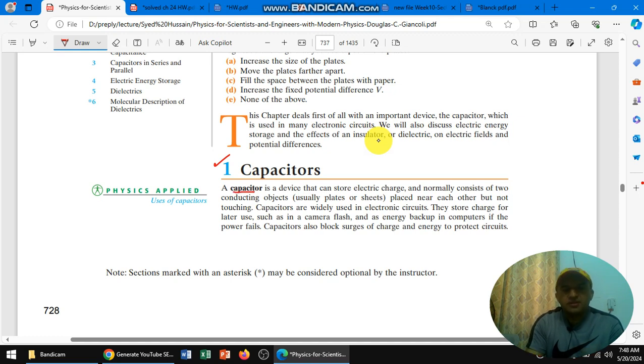Basically, capacitors are electronic devices that can store electric charge. They are used to store electric charge. Capacitors are widely used in different electronic circuits, such as camera flash, energy backup in computers, and many other applications.